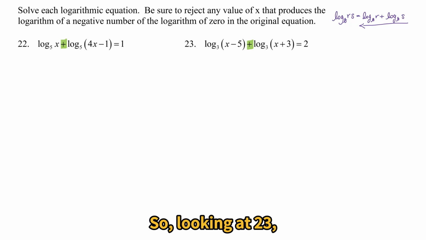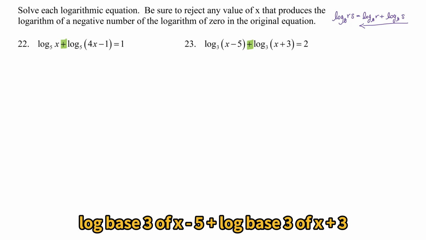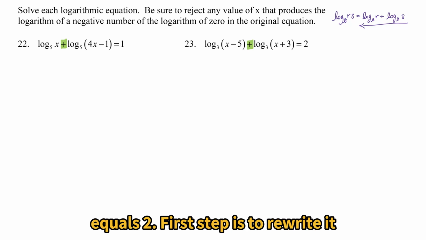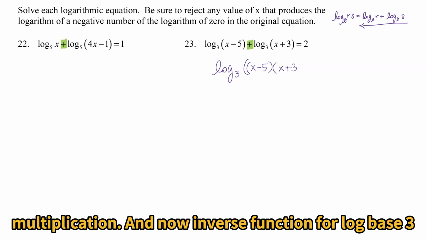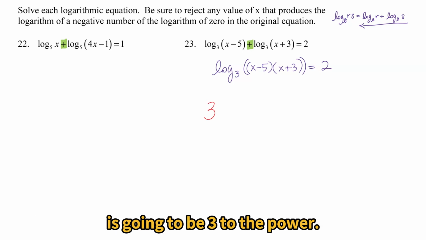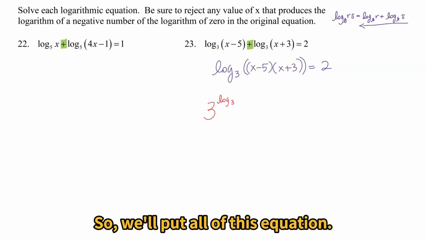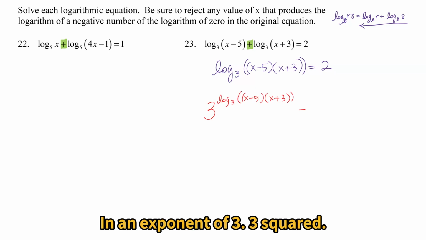So looking at 23, log base 3 of x minus 5 plus log base 3 of x plus 3 equals 2. First step is to rewrite it as one log. X minus 5, I've got an addition, so we're going to turn this into multiplication. And now inverse function for log base 3 is going to be 3 to the power. So we'll put all of this equation in an exponent of 3 squared.